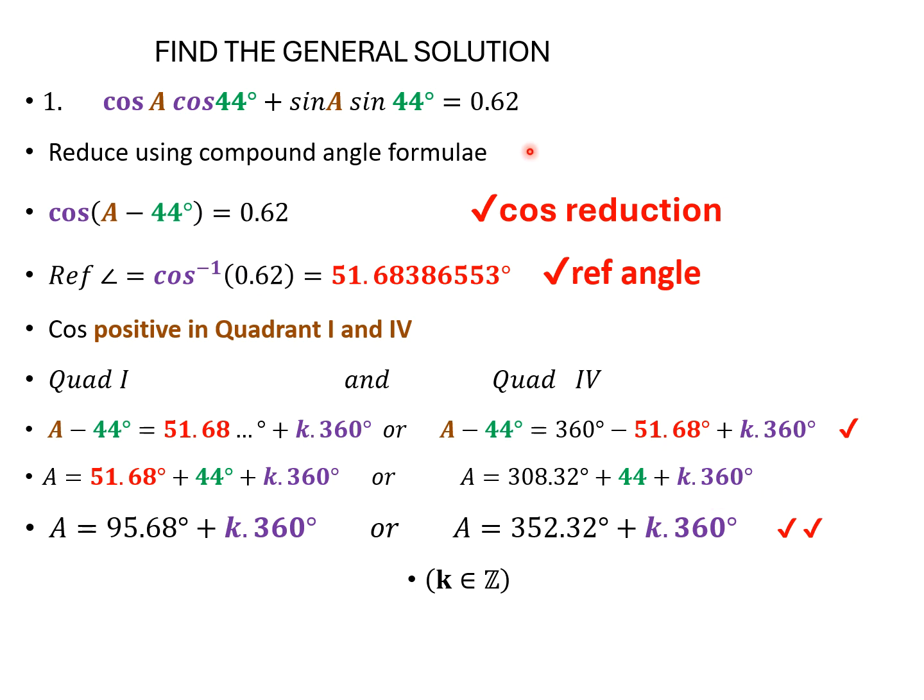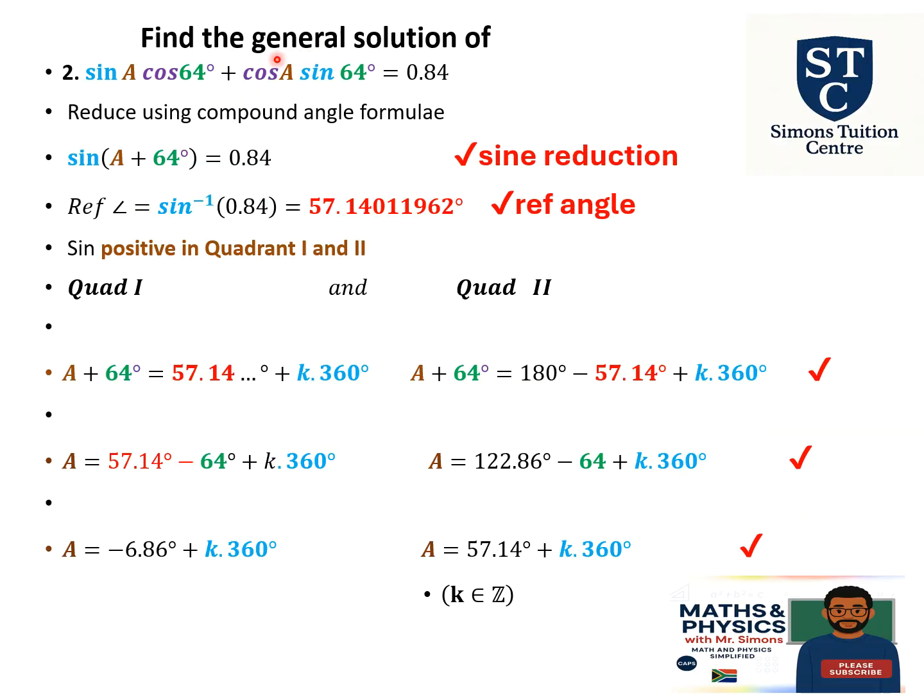So in general, it's going to either be cos cos, sin sin, or the other problem is we're going to test sine compound angle formula. Right, so let's look at problem number 2. So find the general solution. Now you see I've given you sine cos, cos sine. So as I said, we either test cos compound angle or sine. It's only two we can test. So there I have sine A cos 64 plus cos A sine 64 equals 0,84.